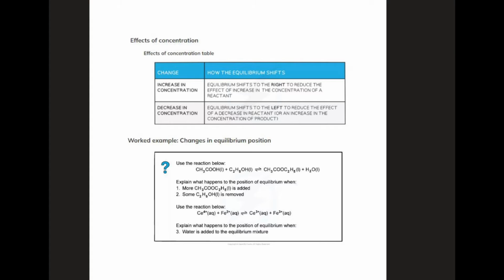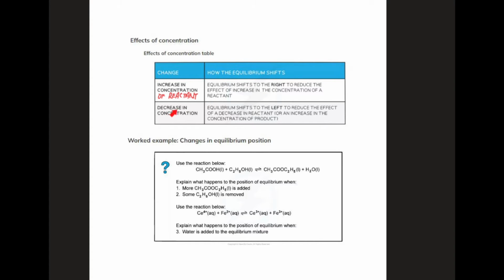Okay, this is the first one. Effects of concentration. First, let's look at the effects of concentration table here. What happens is you increase the concentration of the reactant, let's say. I add in this one. Increase in concentration of reactants, like the example that I put just now. I increase A, then it shifts to the right. So equilibrium shifts to the right to reduce the effect of increase in the concentration of a reactant. So this is what we discussed. This is Le Chatelier principle actually.